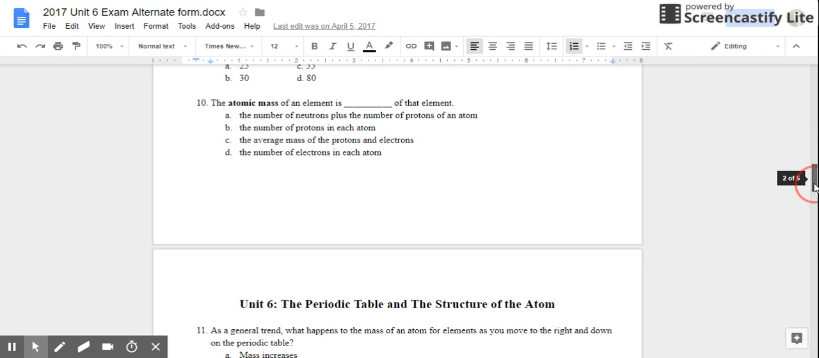Question 10. The atomic mass of an element is blank of that element. A, the number of neutrons plus the number of protons of an atom. B, the number of protons in each atom. C, the average mass of the protons and electrons. D, the number of electrons in each atom.